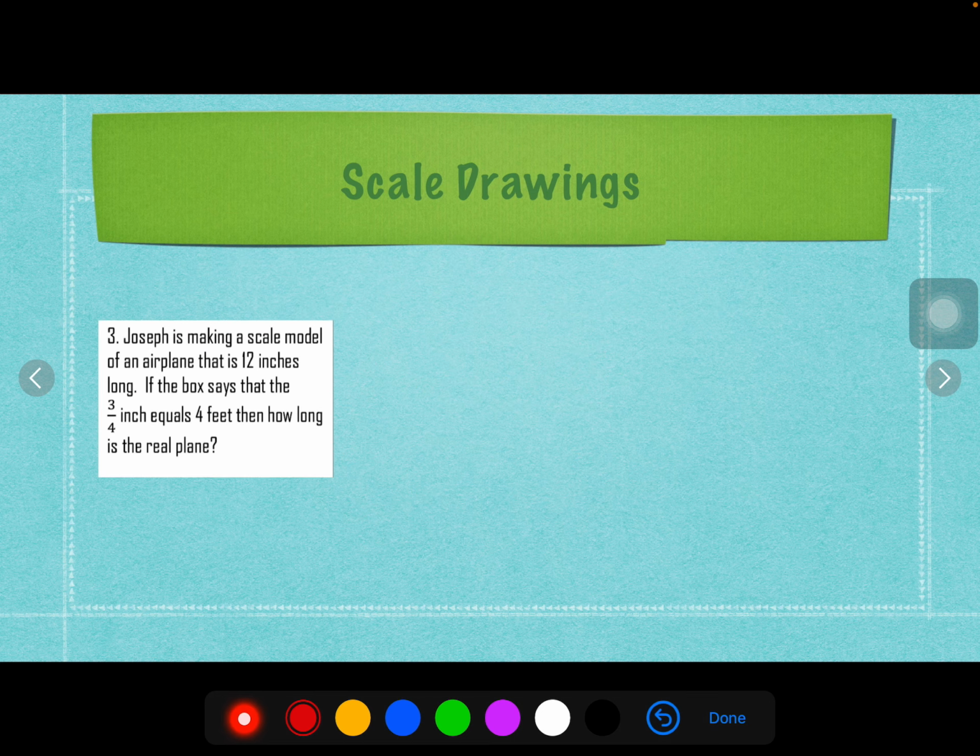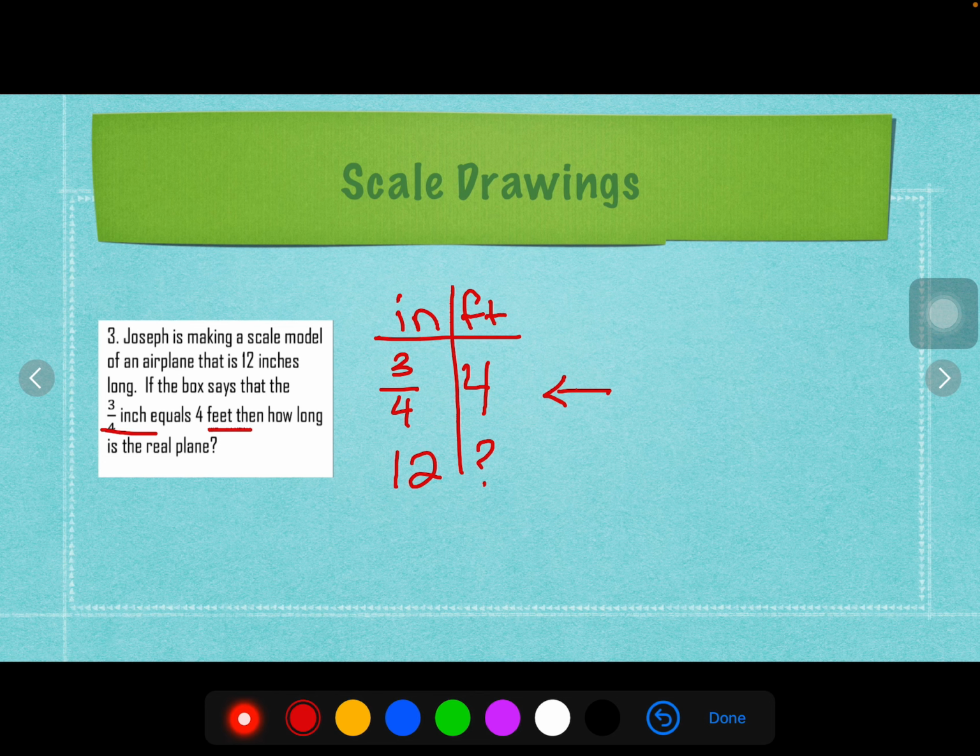For scale drawings, you can do multiple things. You can create that table. We're comparing inches and feet, so set it up just like we did in our practice. So that's my scale or my ratio. 12 inches is how many feet, and we want to figure that out by, again, second column divided by the first, and then go from there, okay?